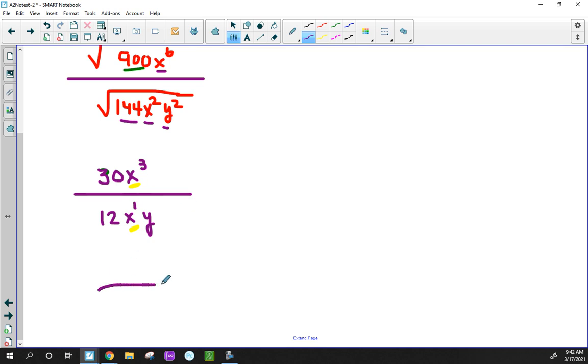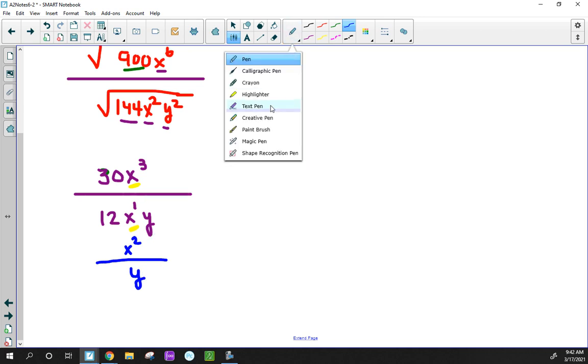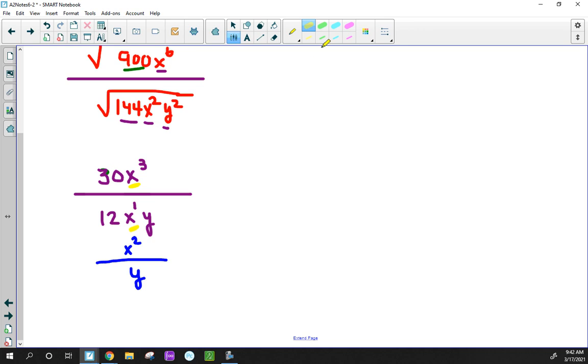So when you give me the final answer, let's do it this way. We're going to put x squared here. And notice that the y is not on top, but it's on the bottom. It has to stay on the bottom. You can't move it. And then the next thing I want you to do is look at the numbers. Like if you can simplify 30/12, you want to do so. They're both even, so 2 goes into 30 15 times, and 2 goes into 12 6 times.